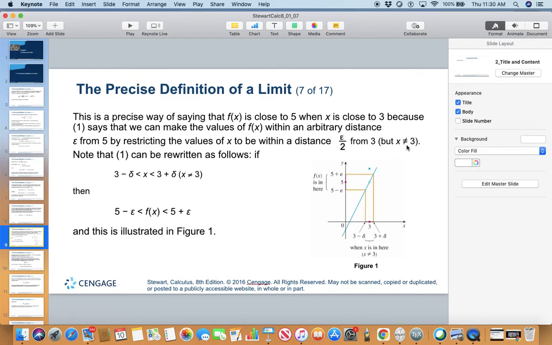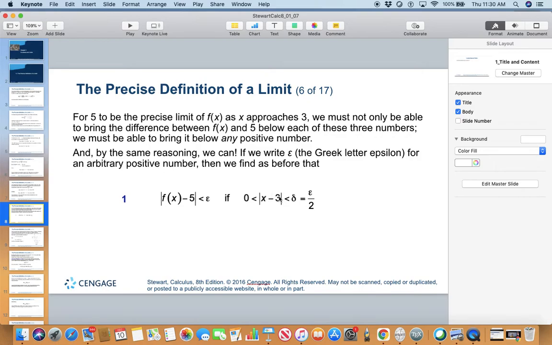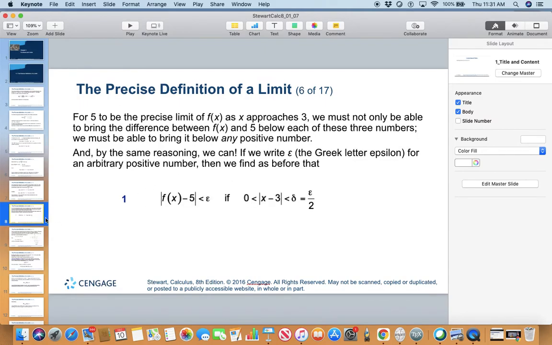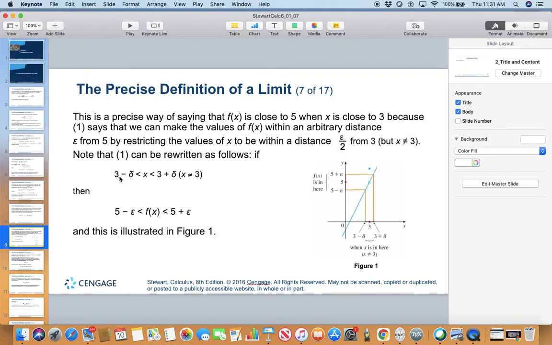But x should not be equal to 3. Okay, that's why we have that part of 0 less than absolute value. This part makes sure x is not equal to 3. This part makes sure x is within a distance of delta from 3, and if this holds, then this holds. Okay, now we can rewrite this particular expression in the following way: 3 minus delta less than x less than 3 plus delta, and x is not 3.